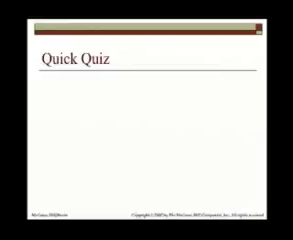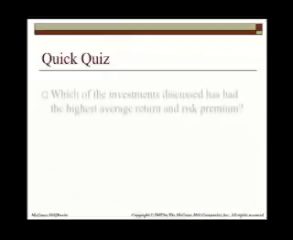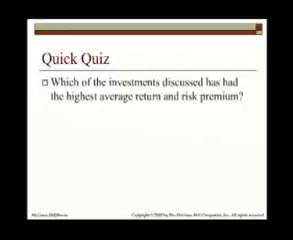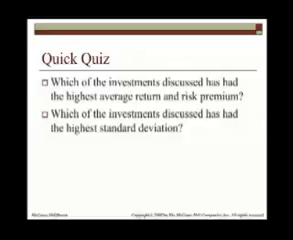All right, that pretty much completes our discussion of Chapter 10. Let's review. Which of the investments discussed had the highest average return and risk premium? Well, that would have been small cap common stocks of the Ibbotson and Sinquefield data that we looked at. Which of the investments discussed has had the highest standard deviation? Well, same answer. It would be the small cap common stocks.